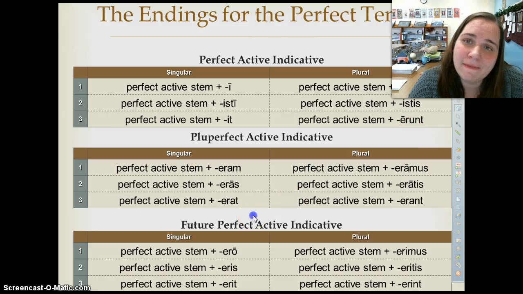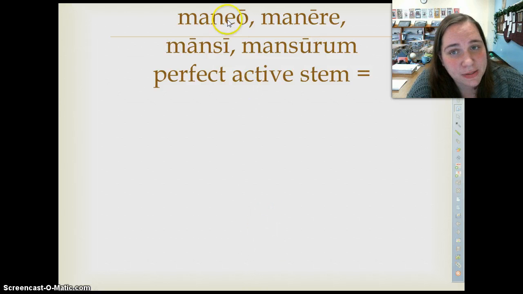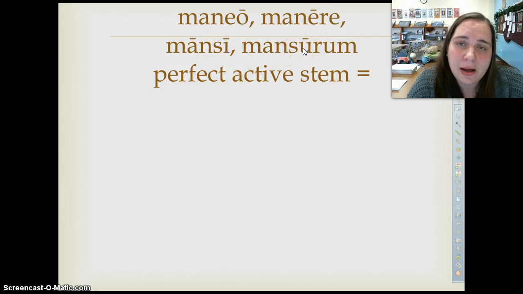Okay. So let's take a look at our first paradigm verb. I'm going to use maneo, manere, mansi, mansurus, which means to remain.